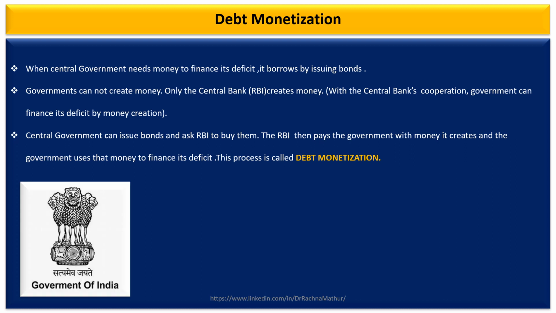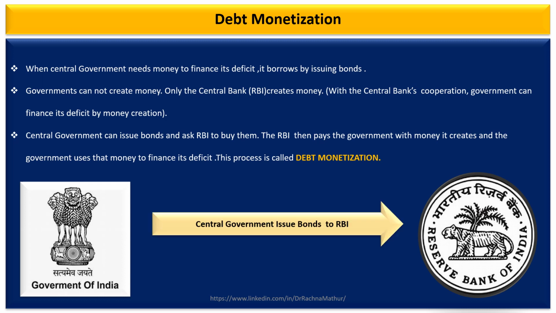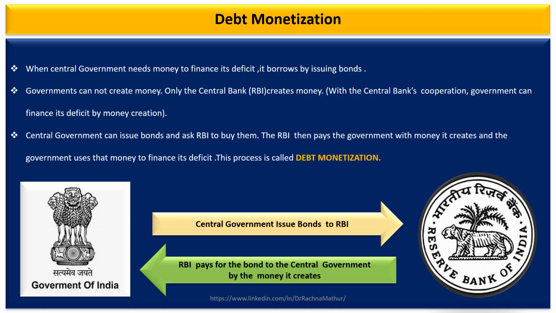So when the central government issues bonds and asks RBI to buy them, RBI then plays a very important role. It pays the government with the money it creates and government uses that money to finance its deficit. This process is called debt monetization.